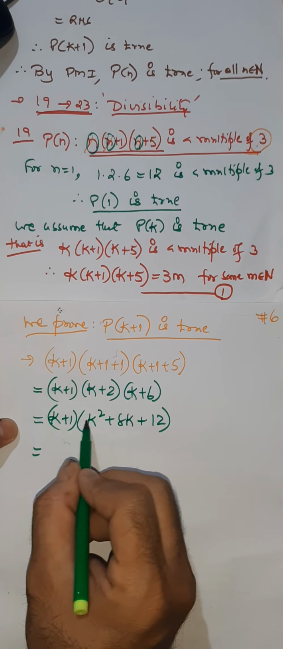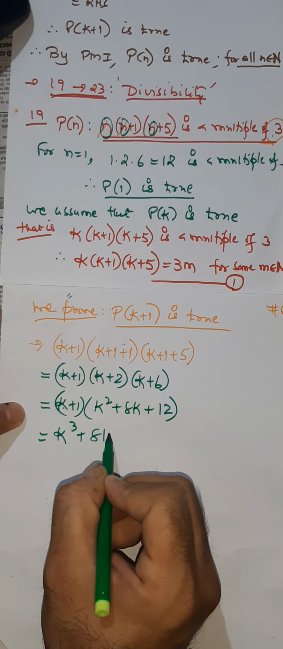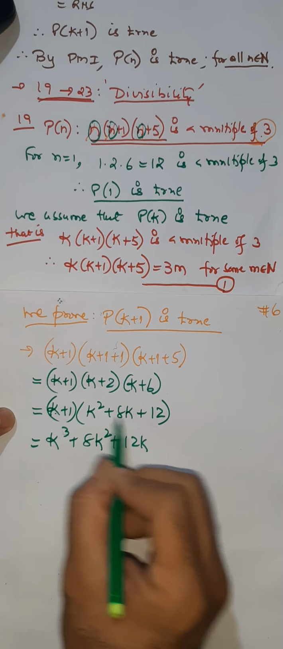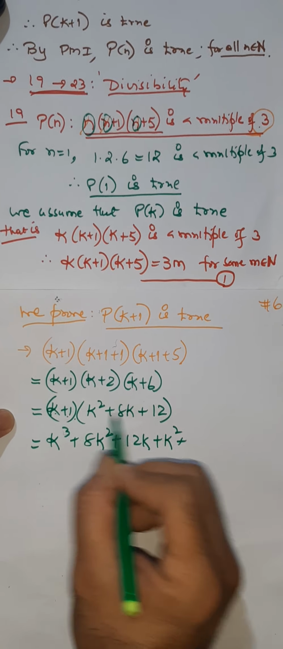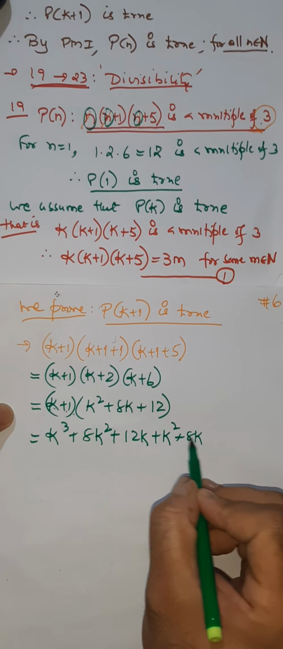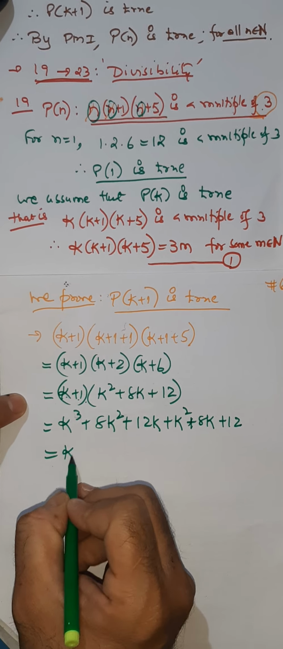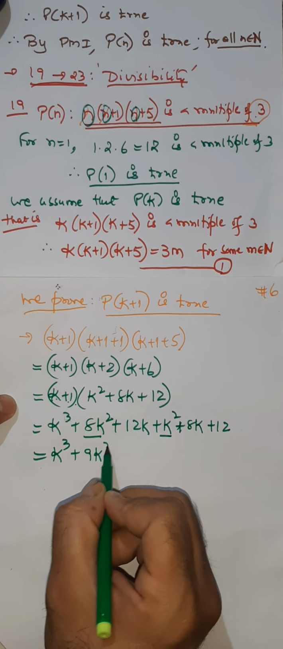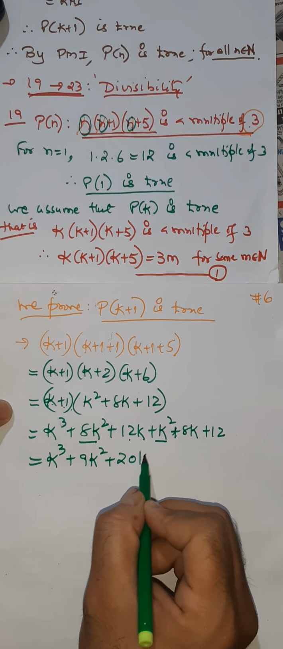Now one more time I'll open here. So k cube, 8k square plus 12k plus k square, 1 into this, 1 into this and 1 into this, plus 8k plus 12. So here k cube, 8 plus 1, 9k square, 12 plus 8, 20k plus 12.